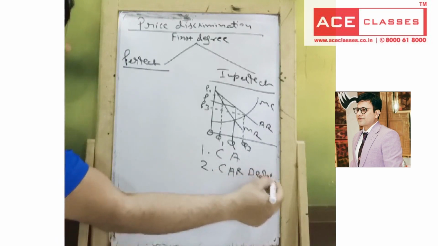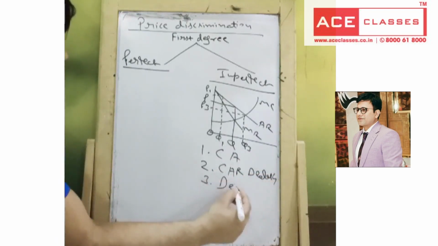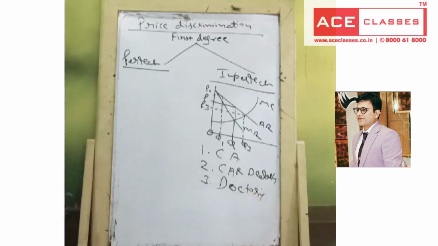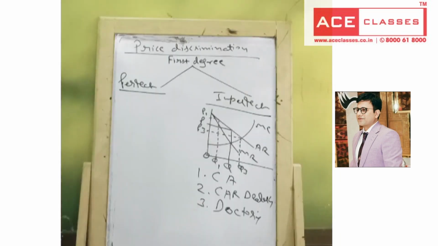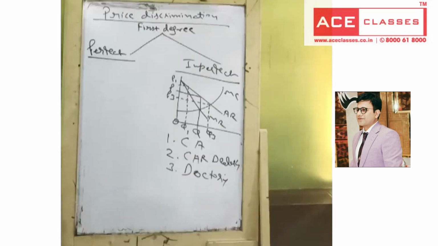Popularly, this is done by chartered accountants, popularly known as CAs. It is also done by car dealers, how I shall tell you, and doctors sometimes do this as well. For example, CAs: just by looking at the books of his client, he can actually charge a different price. He can charge a higher price, say P1, or a profit maximizing price P, or a lower price P3. In the same way, car dealers and doctors may also sometimes use imperfect first degree price discrimination.